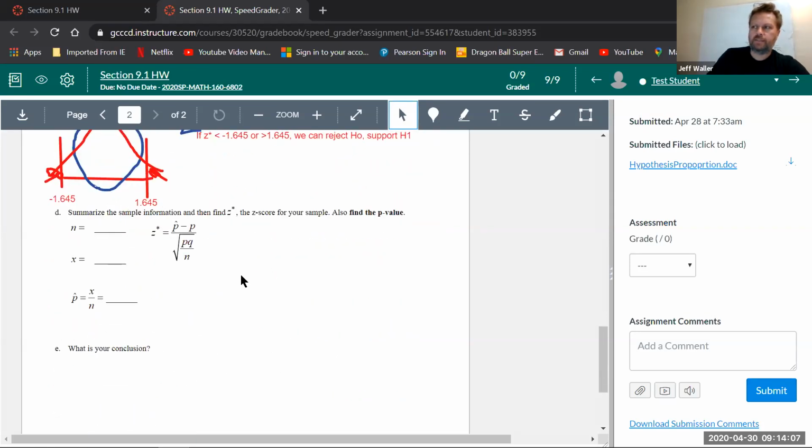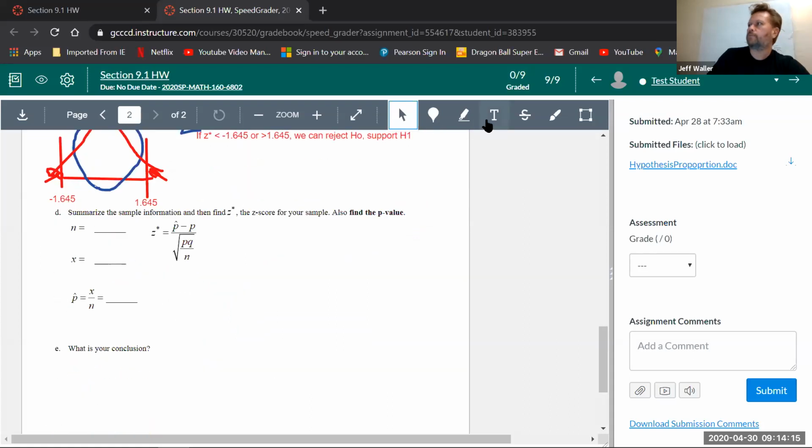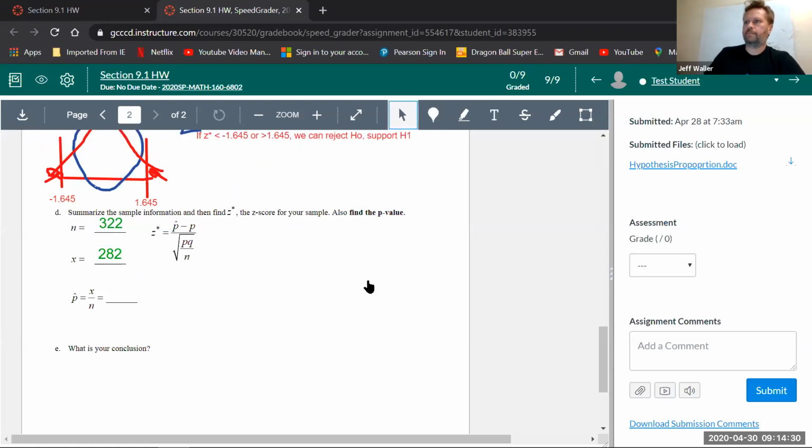So look at step D here. Let's summarize a few things and then I'll let you guys do this step. So n is 322. x, what was it, 282? I believe. All right. So you guys do that. Finish that step up. I'll catch up to you.